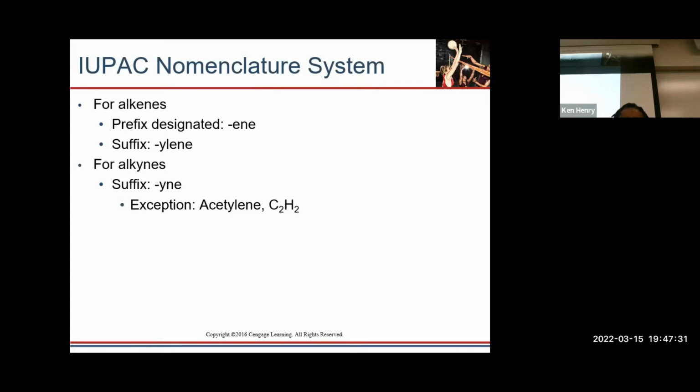IUPAC, let me type that out so you guys see it and it'll stick in your head. So the -ene and -yne are the IUPAC suffixes, and -ylene is the common suffix. And for alkynes, its common name is acetylene.